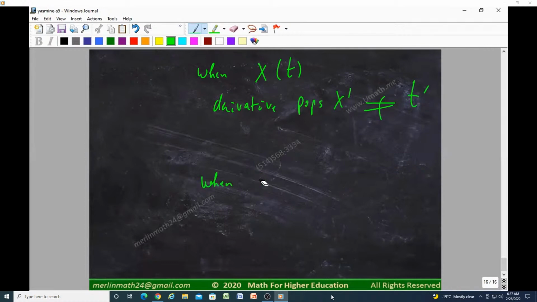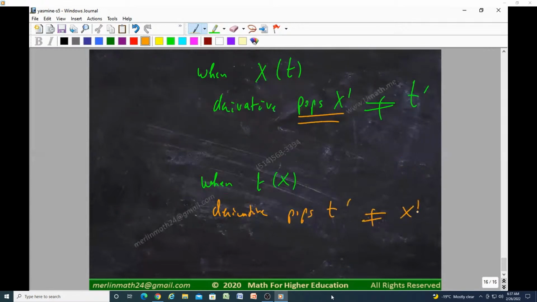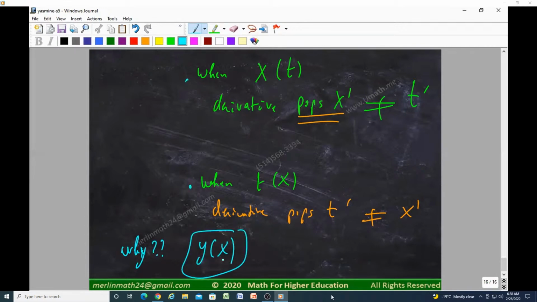When t bracket x, what does that mean? It means t is a function in x. You get it? So the derivative that you want to do right here, what does it pop? When you do the derivative, it pops t prime, not x prime. You understood? Why? So simply you go back to the standard, because y is a function of x, that you know. Those we are not acquainted with, but it's required in the course. So they change letters. Students face difficulty in this. When they change letter names other than y and x, students are lost.